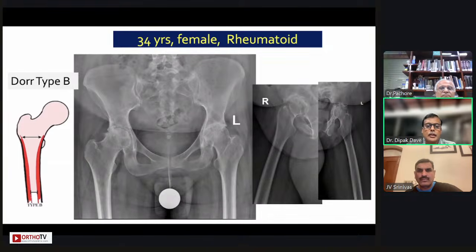34-year-old female, rheumatoid. Here it is DOR type B on the femur side, and on the acetabulum side it is osteoporosis, but she is only 34. So what kind of stem to choose? Here it is better to choose a metaphyseal fixing stem, and also the shortest stem available, looking at the future revision. She will need a future revision anyhow.